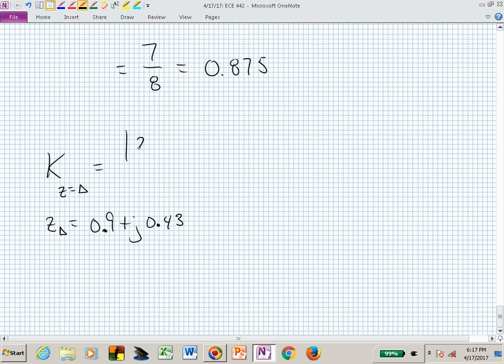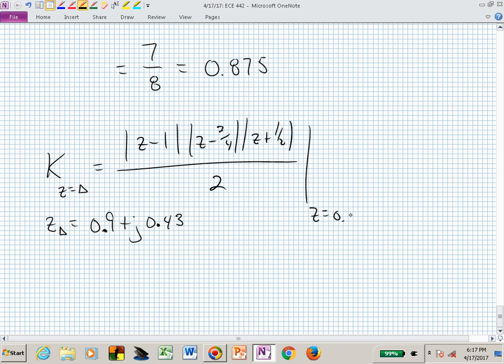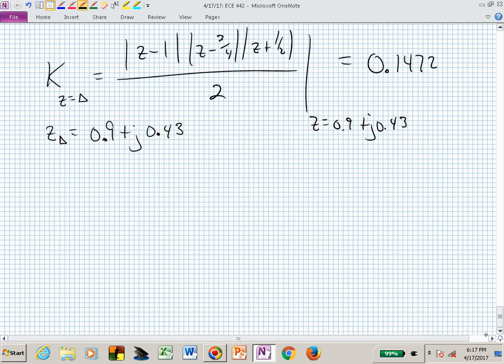Doing that, we have z minus 1, z minus 3/4, and z plus 1/2 all over 2 evaluated at z equal to 0.9 plus j0.43, and that ends up being a number, 0.4172. How do we check whether or not that's reasonable for a gain value at that location on the unit circle? How's another way that we could find the answer in the back of the book? We know a K, we have a K. This is much less than 0.875, isn't it? So we know that we can't get to -1 before those two poles on the right have exited the unit circle.